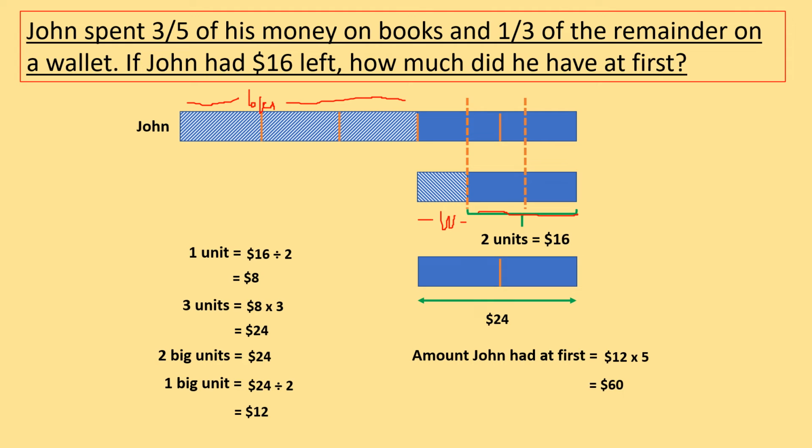So how much he had at first would actually just be this whole area he had at first, which is made up of 5 big units, right? These are the original big units. Don't look at the dotted lines, just the straight lines. And that is $12 times 5, $60.